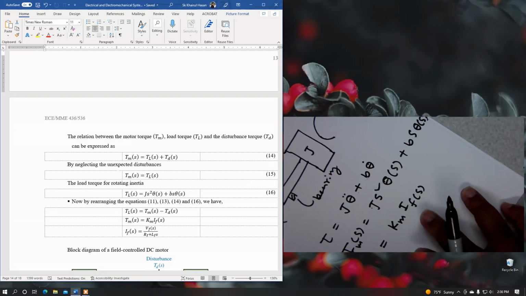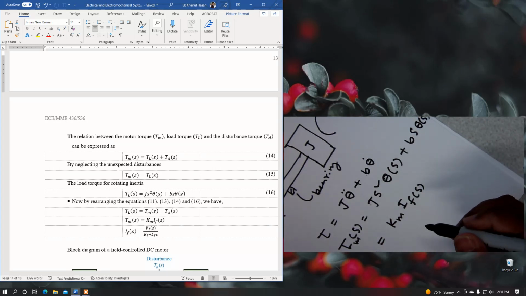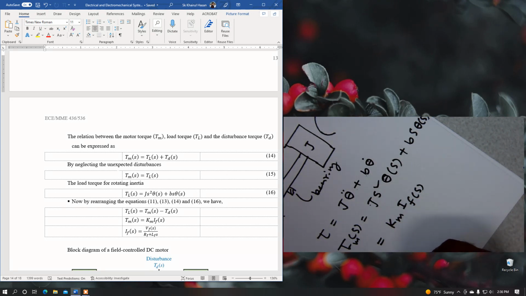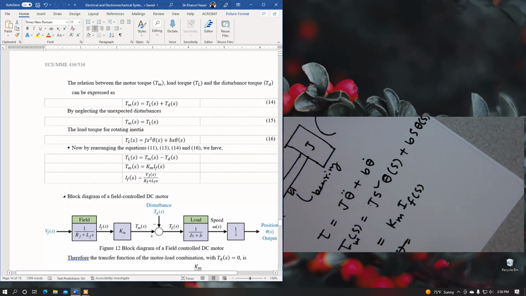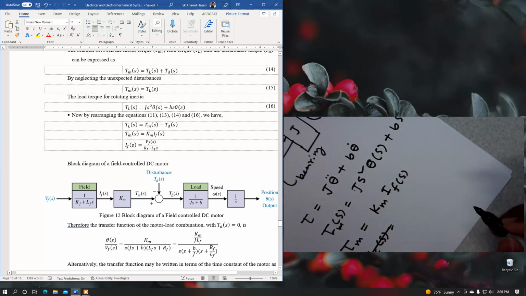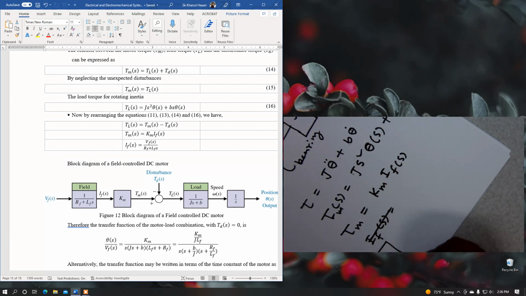So we can write Km IF. So now, from here, we can show the whole system in the form of a block diagram. Like VFS, we are applying the VFS, the field voltage, to the motor field.